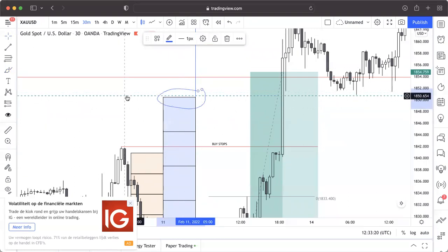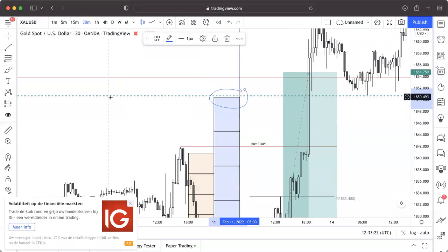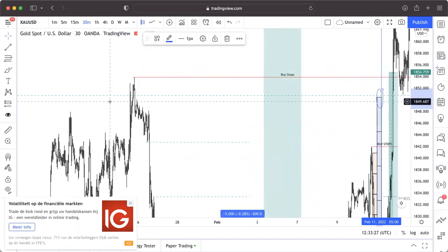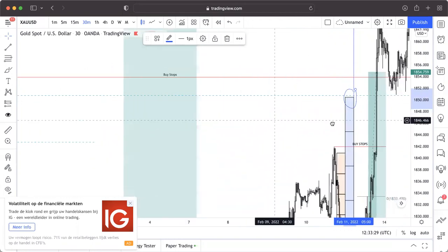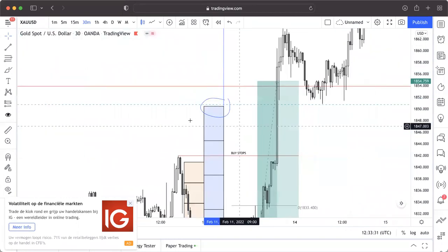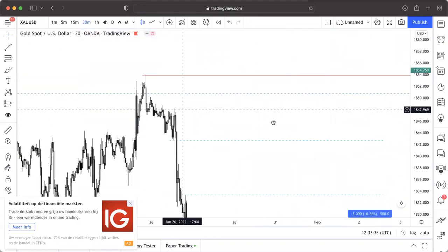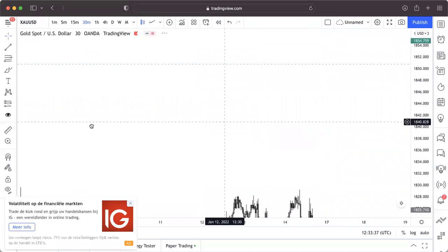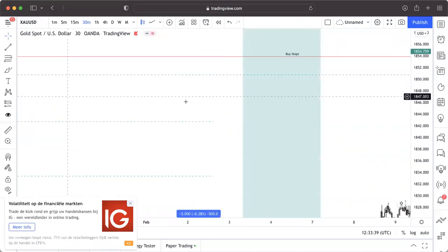And let's look at this horizontal line. What's this? Okay, I'm not sure what this is. So sorry about that. I'm not sure why I placed this here. A little bit confused.